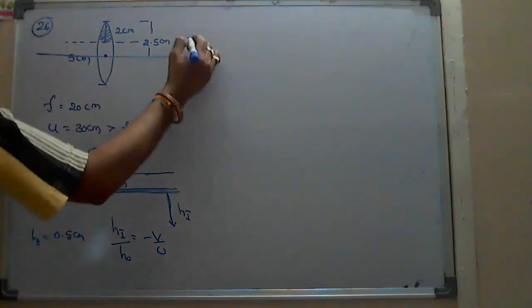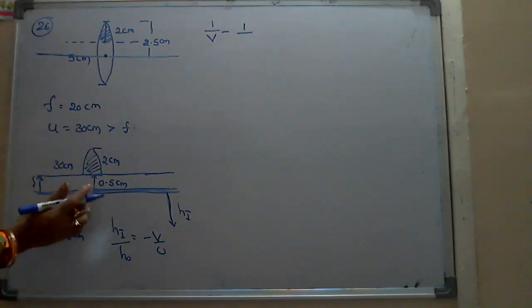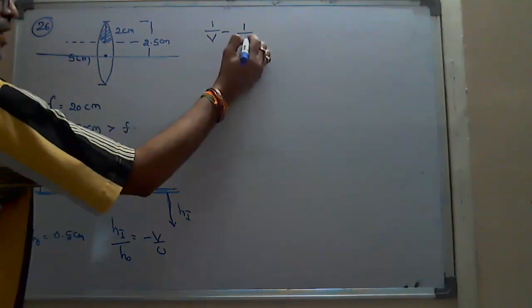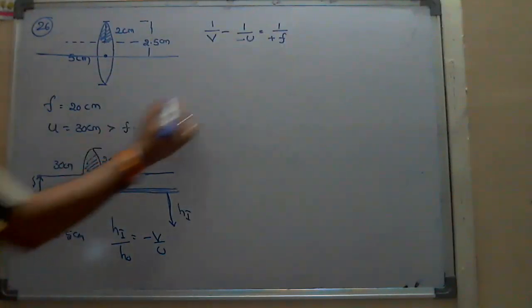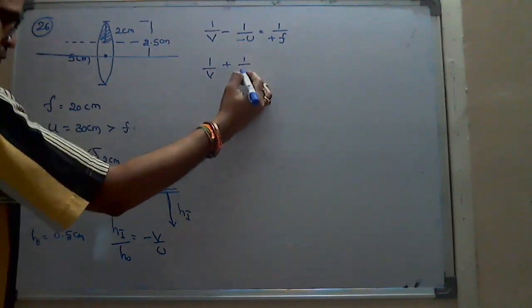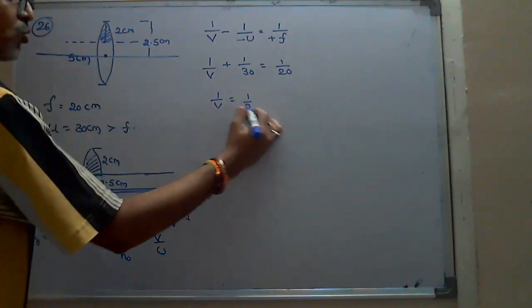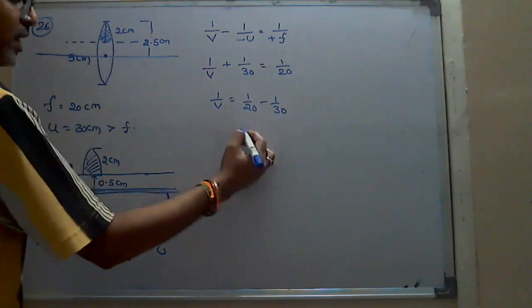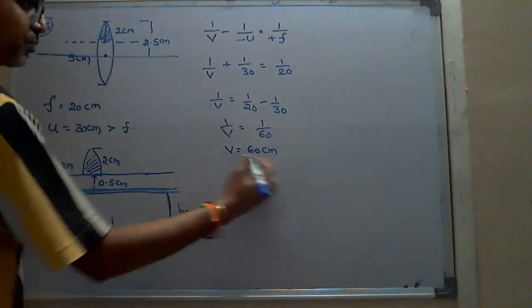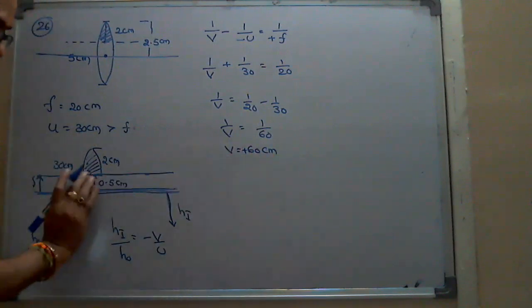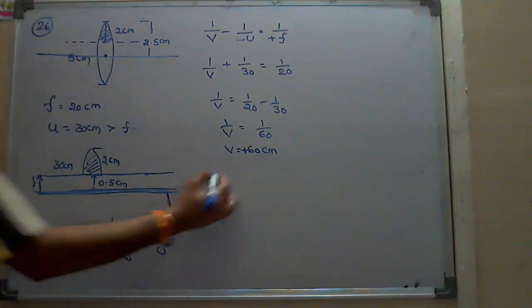That's why I'm using the lens formula 1 by v minus 1 by u. Sign conventions: u is on the left side, so here it is minus u, is equal to 1 by f. Convex lens focal length positive. So you will get 1 by v plus 1 by 30 is equal to 1 by f, which is 20. So 1 by v is equal to 1 by 20 minus 1 by 30. After taking LCM, you will get 1 by 60, this is 1 by v. So v is equal to 60, I'm getting plus 60. That's what I told, the image will be formed on the other side. Why? Because you got v positive.